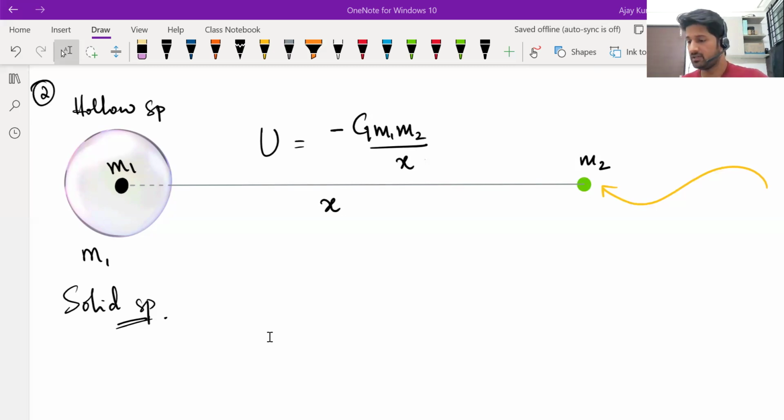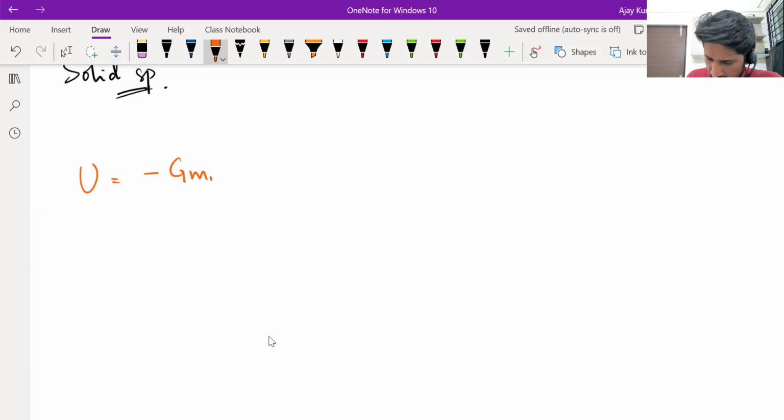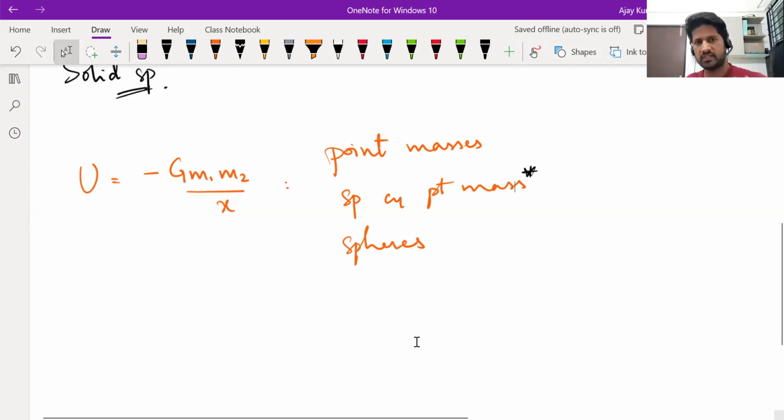Okay, so what we have here is a formula for potential energy between a sphere and a particle outside it. Therefore, this formula, potential energy is minus G m1 m2 by x, can be used to find the potential energy between point masses, or a sphere and a point mass. You can use it between spheres also, but you should ensure that the point mass is outside the sphere. On or outside, you can use this formula, right?